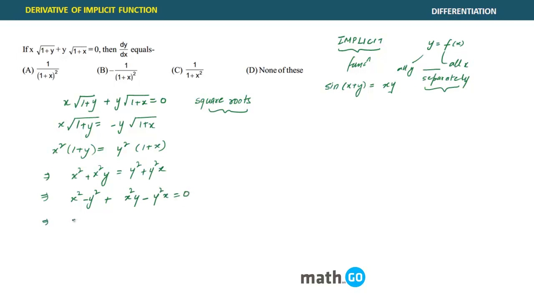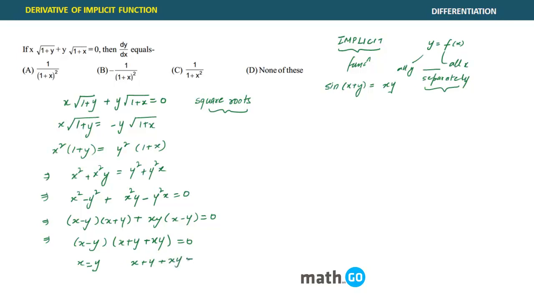And very easily we can see that we are getting a common factor over here, that is x minus y into x plus y, and if you take the xy part common here, you will get x minus y here, and easily this could be written as x minus y into x plus y plus xy. So these are the two components that we will get. So either x could be equal to y, or x plus y plus xy is equal to 0.